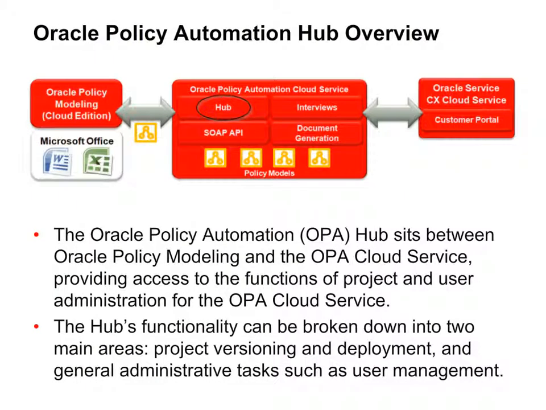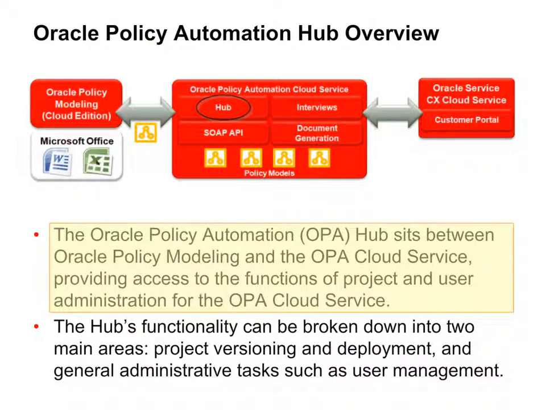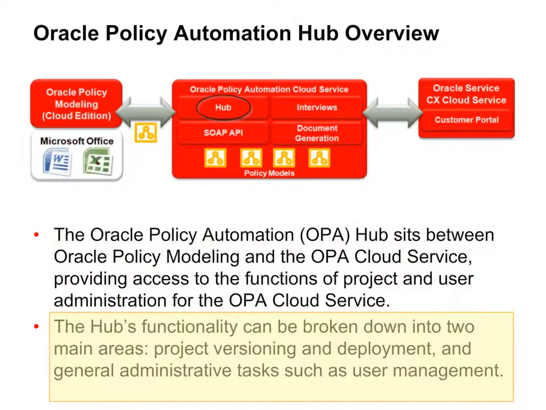As you can see in the diagram, the Oracle Policy Automation Hub is a part of the Oracle Policy Automation Cloud Service, providing an interface between the cloud service and Oracle Policy Modeling. The Hub provides an interface for both direct interaction with instances of Oracle Policy Modeling and a web-based user interface for functions related to project and user administration within the cloud service. The Hub's main functionality includes project versioning and deployment of policy models and general user management.